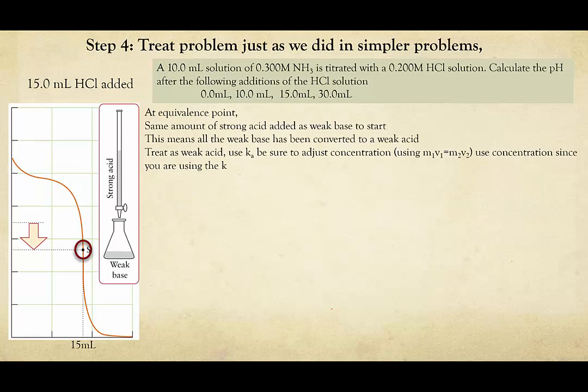At 15 mils, we have now reached the equivalence point. The amount of strong acid that we have added is equal to the amount of weak base that we have started with. What this means is that at this point, every bit of our NH3 has been converted into NH4+. And that is the solution that we have. If we only have NH4+, we will treat that as a weak acid.